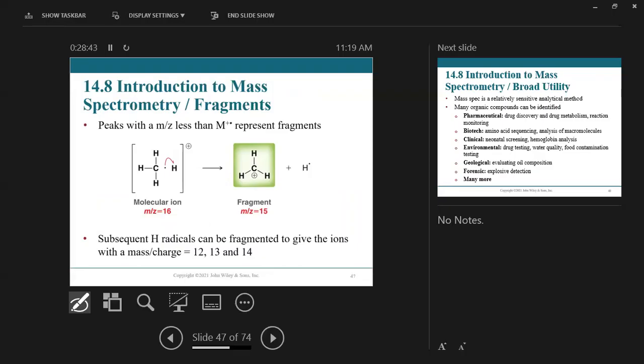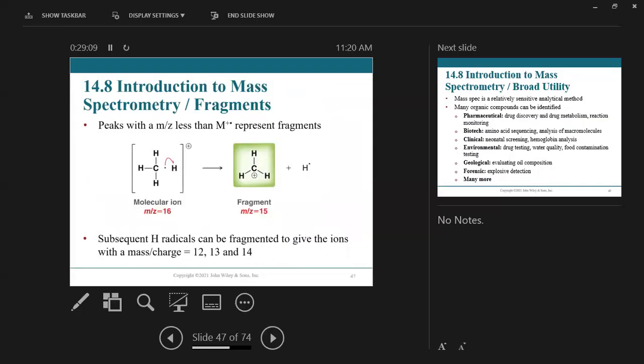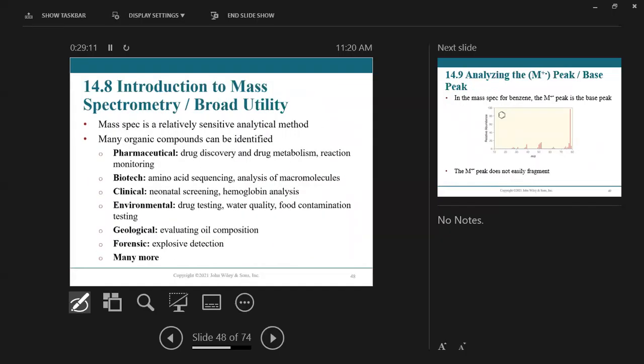Peaks with a mass to charge ratio less than the parent or the molecular ion represent fragments. The subsequent H radicals can be fragmented to give the ions with 12, 13, 14. And you saw this right here. We have 15, 14, 13, and 12. So it's a sensitive analytical technique, can be used in many different types of industries, and that's what they're showing right there.